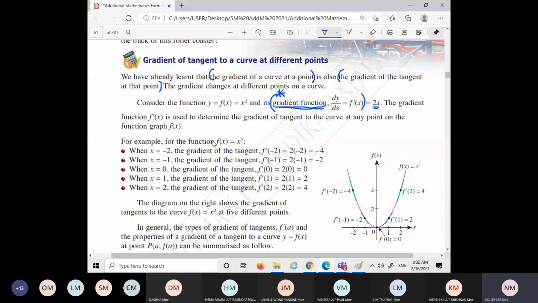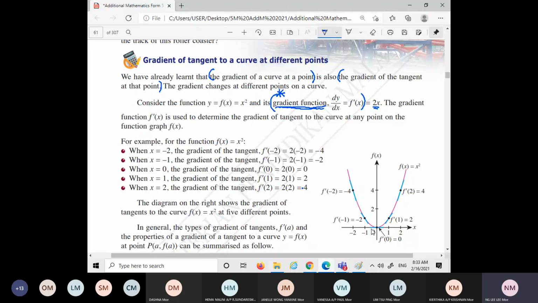For example, for the function x squared, at different x, at different points, we try to find the gradient of the tangent by using the dy dx, by using this function, the 2x. So when x is -2, 2 times -2, you get -4. When x is -1, 2 times -1, you get -2, and so on. So you can see that at different points they have a different gradient.